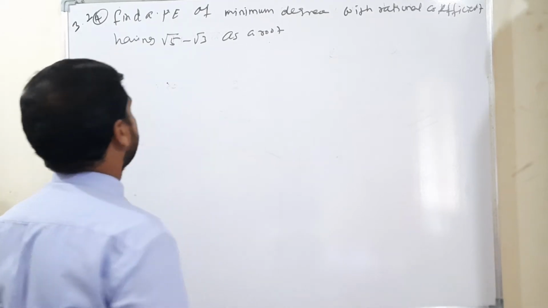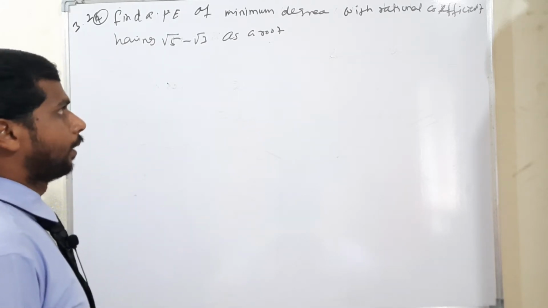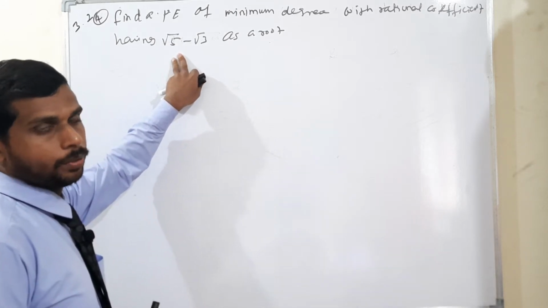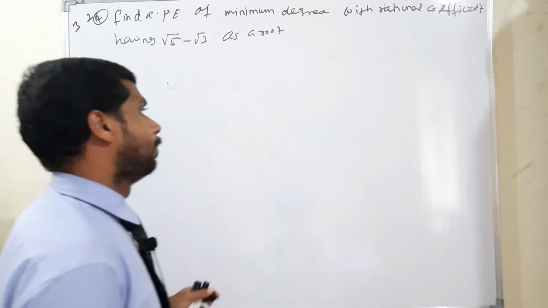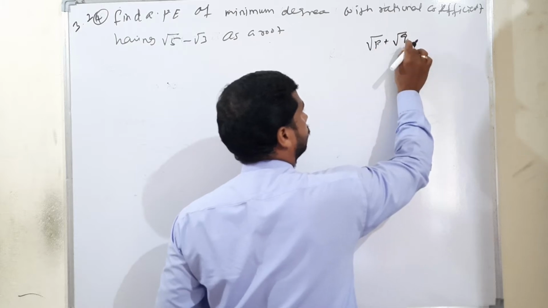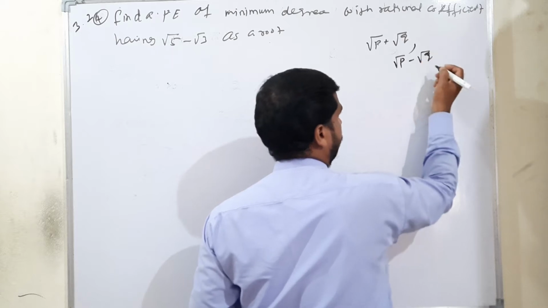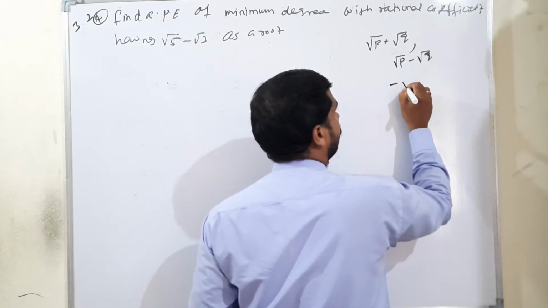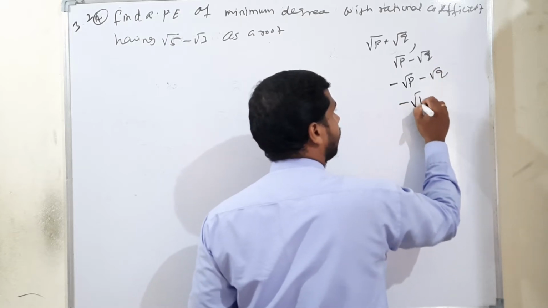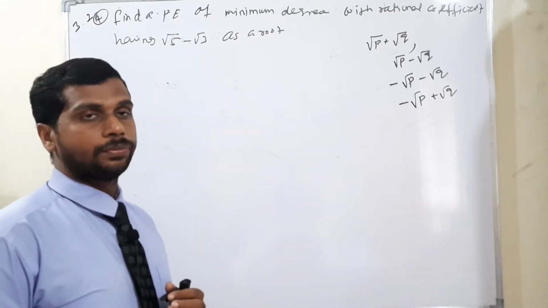Question number 4, one of the important 3 mark questions from exercise 3.2. Find a polynomial equation of minimum degree with rational coefficient having square root 5 minus square root 3 as a root. The basic concept: root p plus root q, with a square root on both sides, means definitely we have to consider root p minus root q as one of the roots, another one with both signs minus, minus root p minus root q, and the last root minus root p plus root q. So with square roots on both sides, we consider four types of roots.